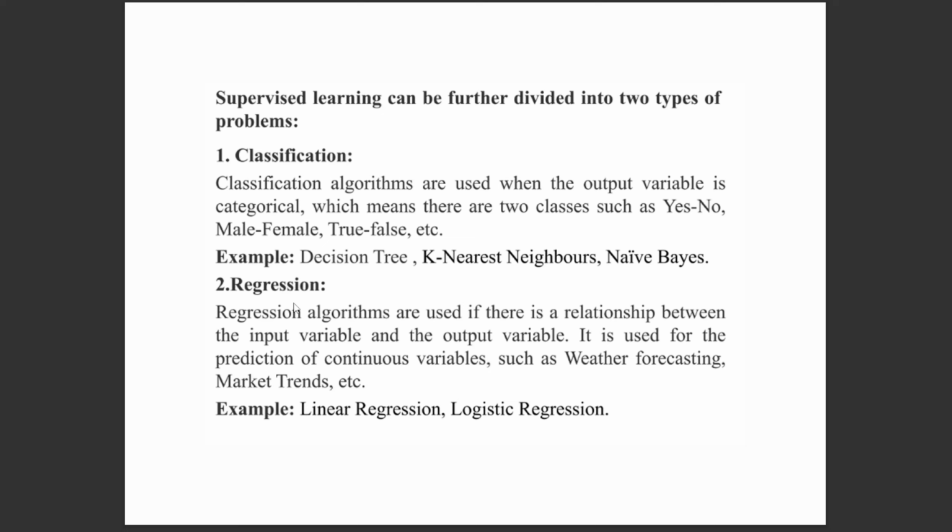And the second one is regression. Regression algorithms are used if there is a relationship between the input variable and the output variable. It is used for the prediction of continuous variables such as weather forecasting, marketing trends, etc. And the algorithms we will use: linear regression, logistic regression, and different others.